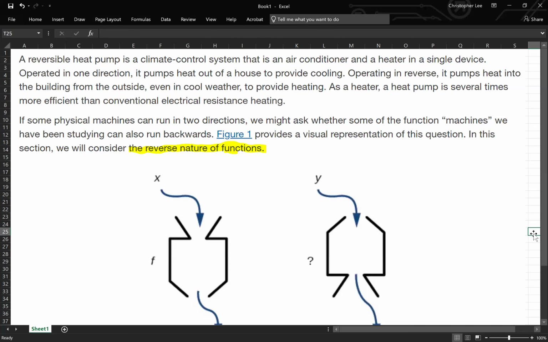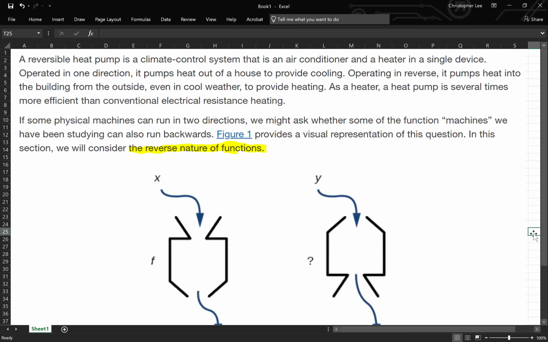All right, let's take a look at this real quick, right? So a reversible heat pump is a climate control system that is an air conditioner and a heater in a single device. Operated in one direction, it pumps heat out of the house to provide cooling. Operating in reverse, it pumps heat into the building from the outside, even in cool weather, to provide heating. As a heater, a heat pump is several times more efficient than conventional electrical resistance heating.